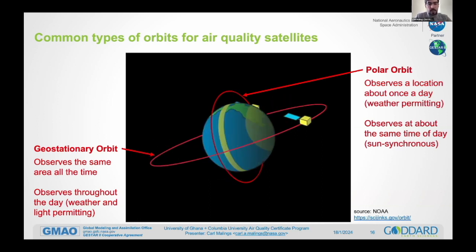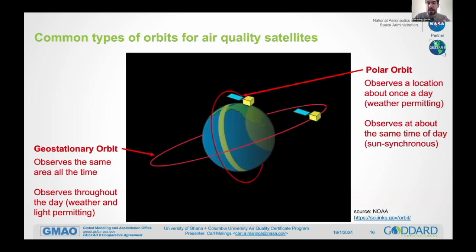So practically, what this means is that with a polar orbit, you have at least the chance to observe all locations of the Earth's surface, or most locations, throughout the course of a day. But the way this is set up, it's constrained to happen only at a specific time of day when that satellite is passing overhead.